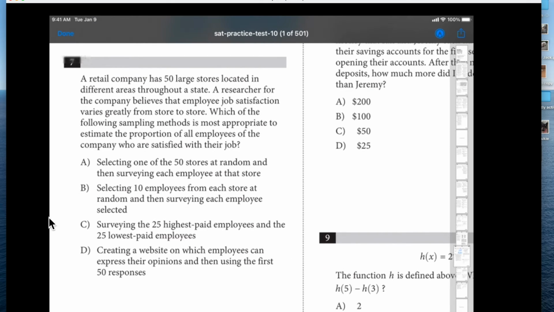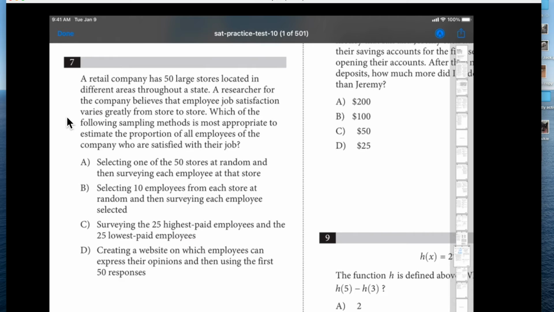Next one. Okay. A retail company has 50 large stores located throughout the state. A researcher believes that employee satisfaction varies greatly from store to store. Which of the following sampling methods is most appropriate to estimate the proportion of all employees of the company who are satisfied?